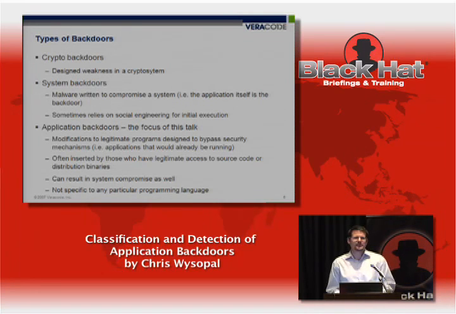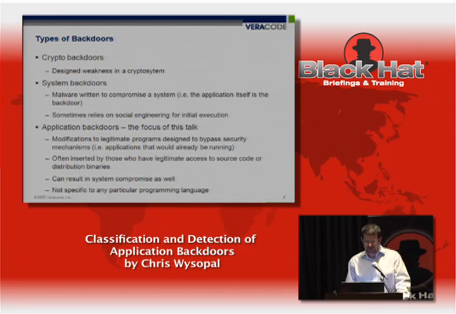Now, application backdoors, like in the video clip, can be inserted by the people who have legitimate access to the source code or legitimate access to the binary distribution point. They can also be inserted by people who break into those systems and modify them. So it's difficult to tell with the backdoors I'm going to talk about today which scenario that is sometimes. But in any case, in both scenarios, it's a security risk to the people running the software.